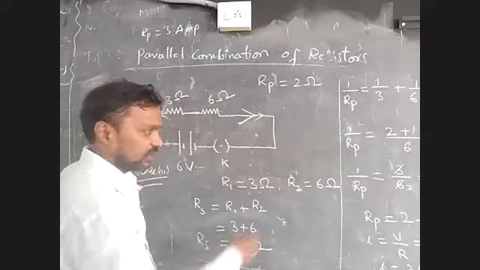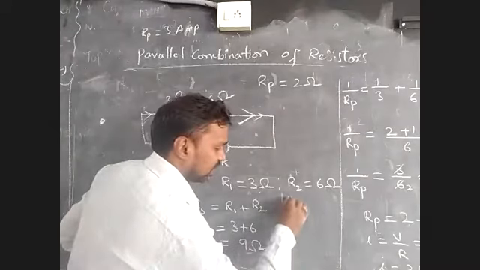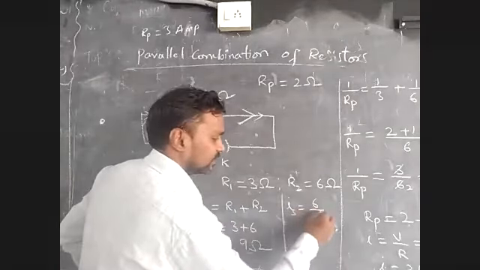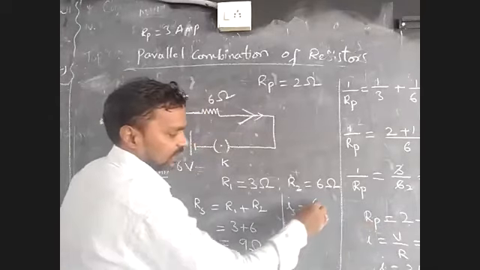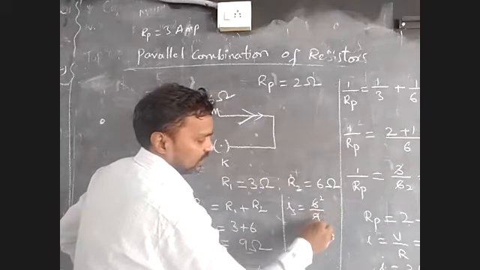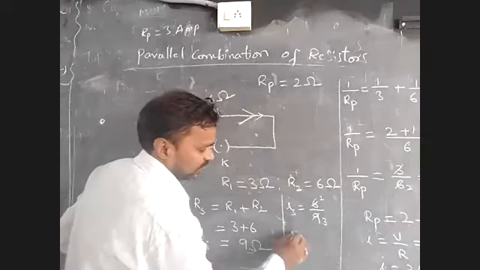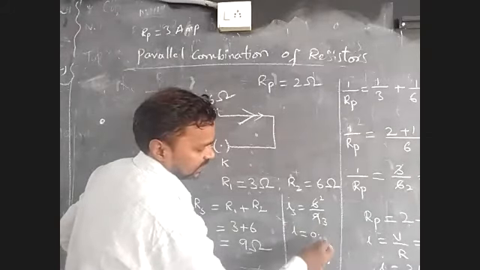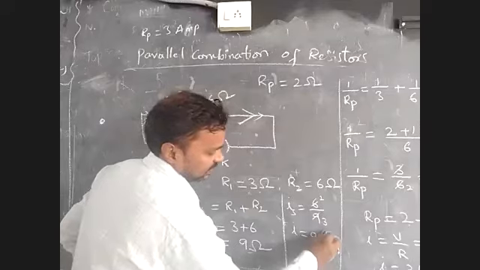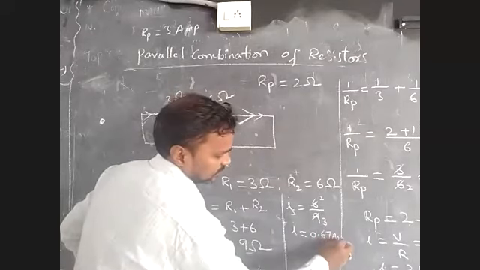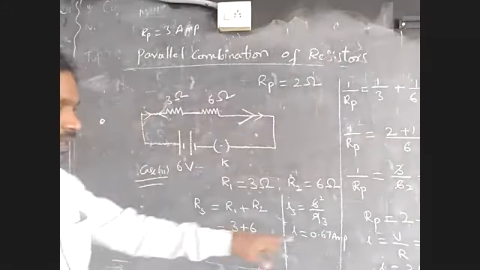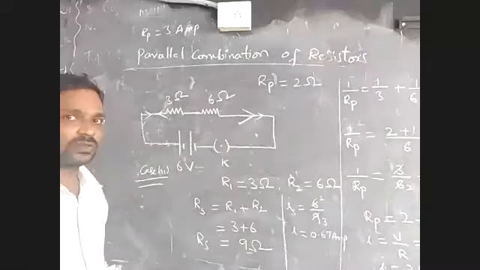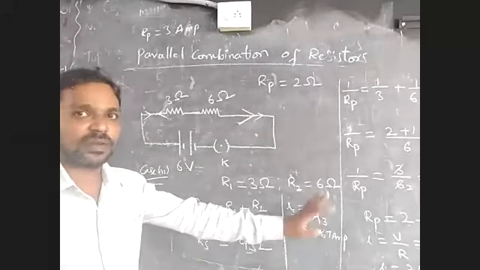In series, if I want to calculate the total current IS, I is equal to 6 by 9, same formula, V by R. That is 2 by 3. So therefore, I is equal to 0.67 ampere. Now see, compare. Here we are getting 3 ampere as the total current in parallel. Here we are getting 0.67.